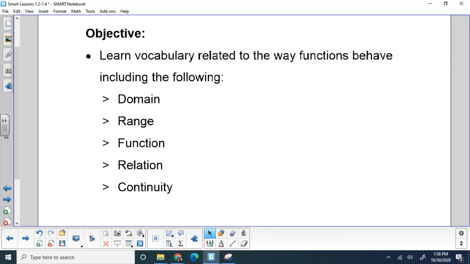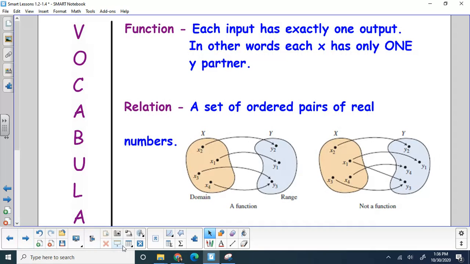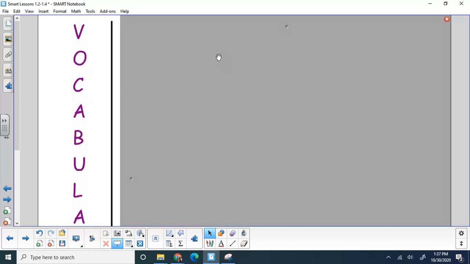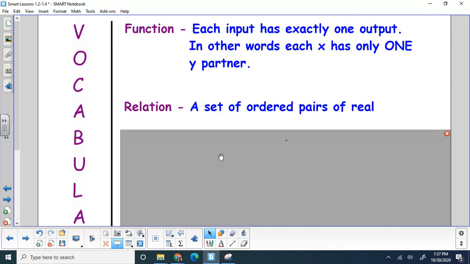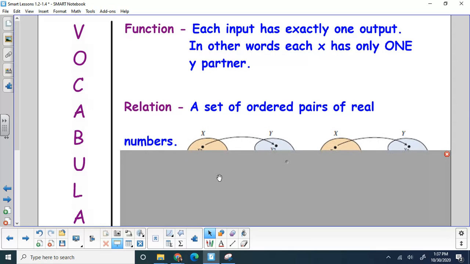Some of these are words you definitely have seen before, while others are going to be new and we'll have to define them and spend a little more time working with them. Let's go ahead and get started with the first chunk of vocabulary. The first chunk of vocabulary we'll be looking at is what we call function and relation. These two pieces of vocabulary go hand in hand.